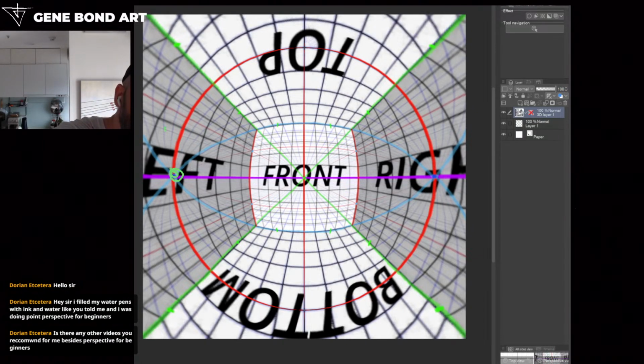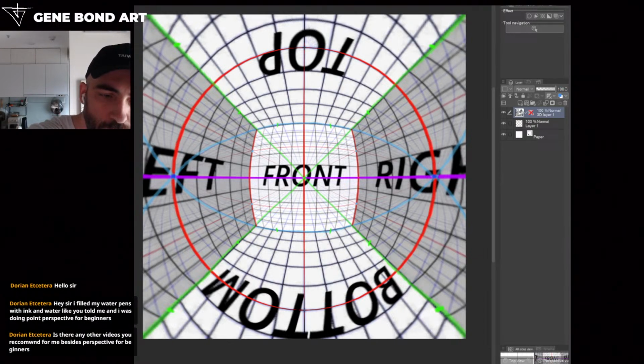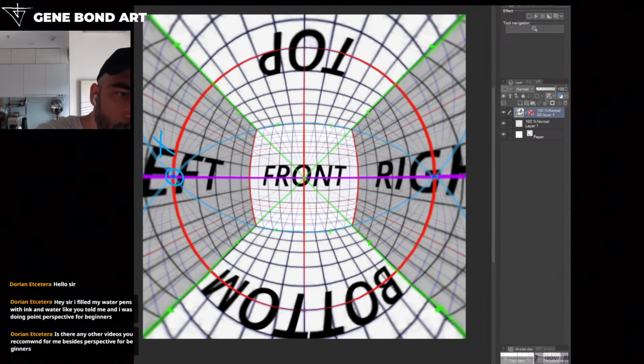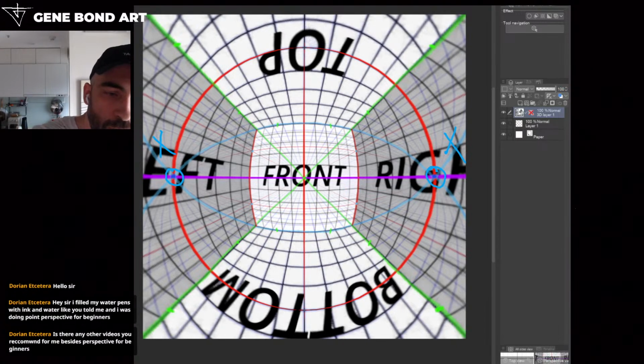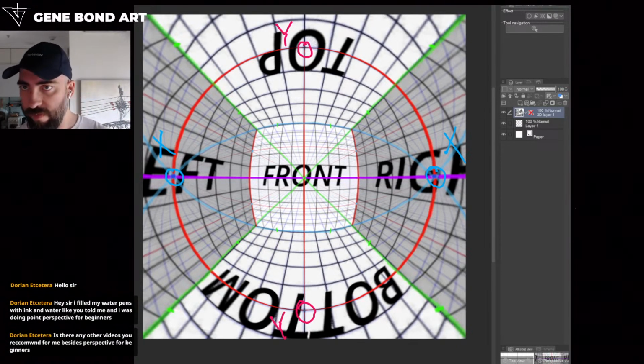So here it's the X vanishing point. This X vanishing point on the left, X vanishing point on the right. Then we have the Y vanishing point on the bottom, which is the nadir. The Y vanishing point on the top is the zenith.